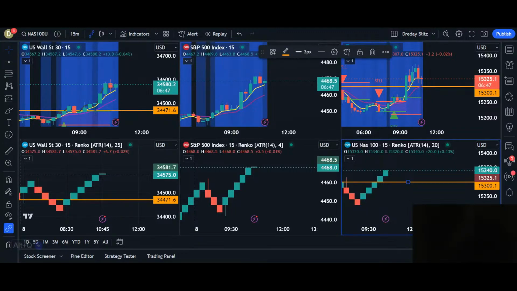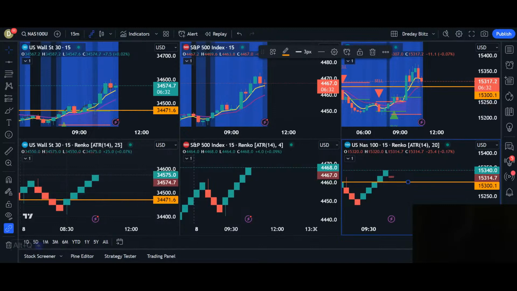And if you want to have access to the Renko bars, first of all, you need to have a Pro Plus or a Premium TradingView package. The reason is that on the lower tier packages, you're not going to have access to the lower time frame Renko bars. Since we're trading off of the 15-minute Renko bar data, you need a Pro Plus or Premium package.